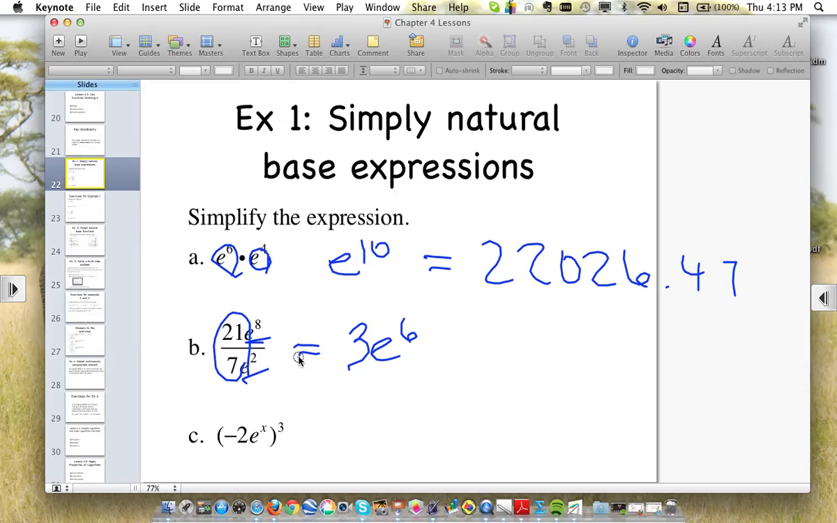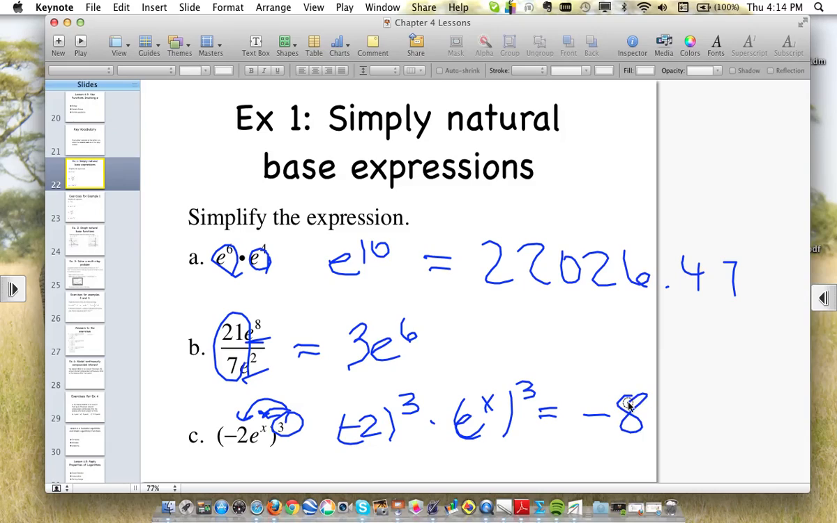All right, for example C, we have parentheses and we have an exponent outside the parentheses. That means we need to distribute that exponent to both parts of the parentheses. So we have -2 to the third power times e to the x to the third power. All right, so -2 to the third power is equal to -8, and e to the x power to the third power would be e to the 3x. Remember, you multiply your exponents when you have a power of a power.